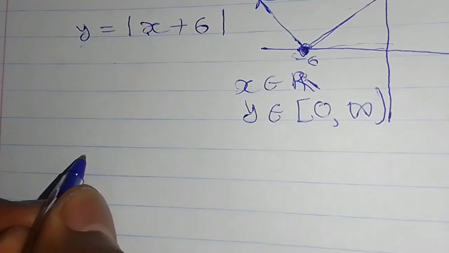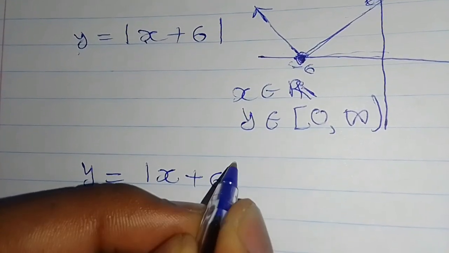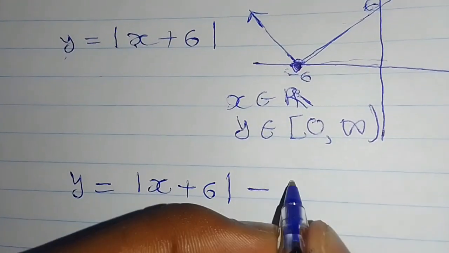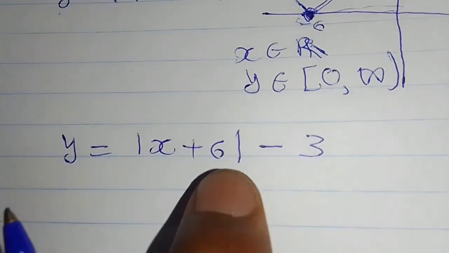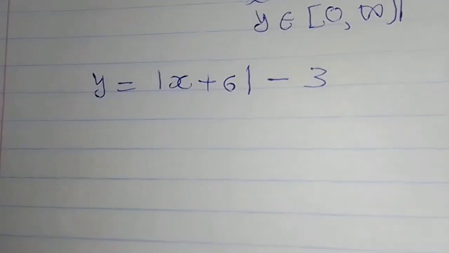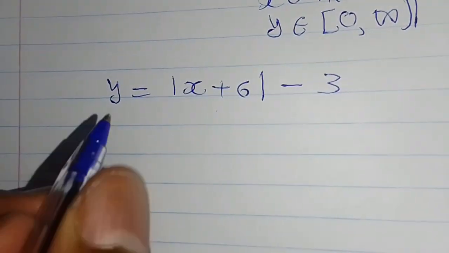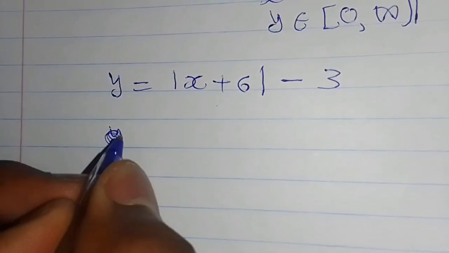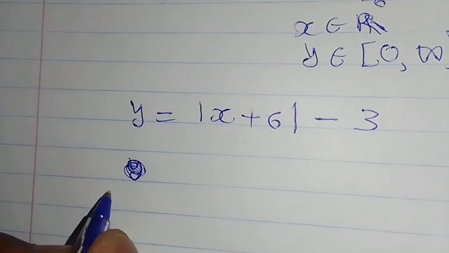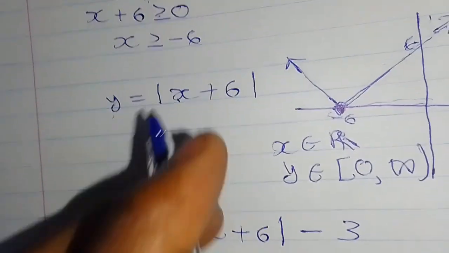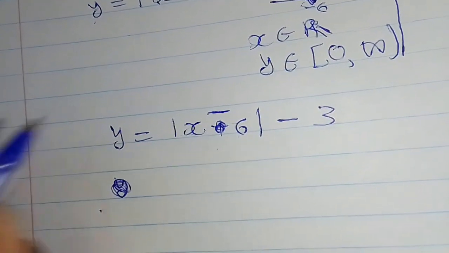But we can further shift this graph and say we have something like the absolute value of x plus 6 minus 3. If we try to graph that function, let's see. For this function, it's easier to first define it as a piecewise function. We know that the absolute value of x plus 6, let me just change this. I already did x plus 6. Let's say x minus 6 instead.